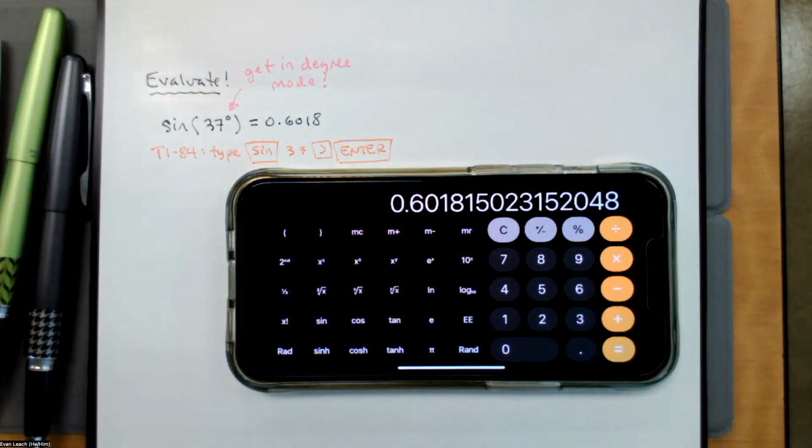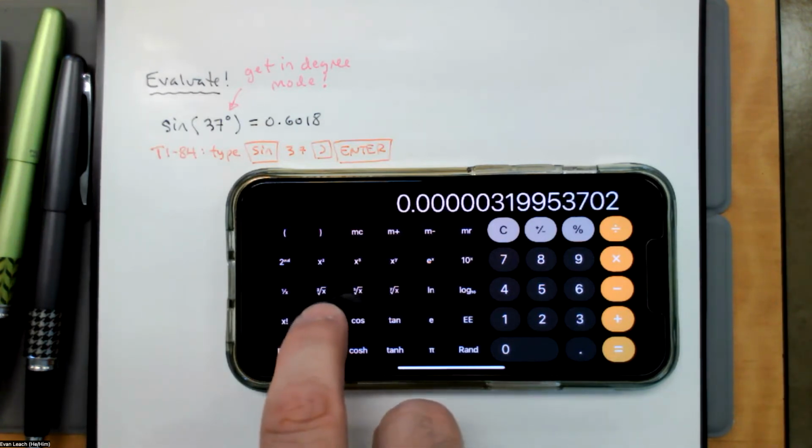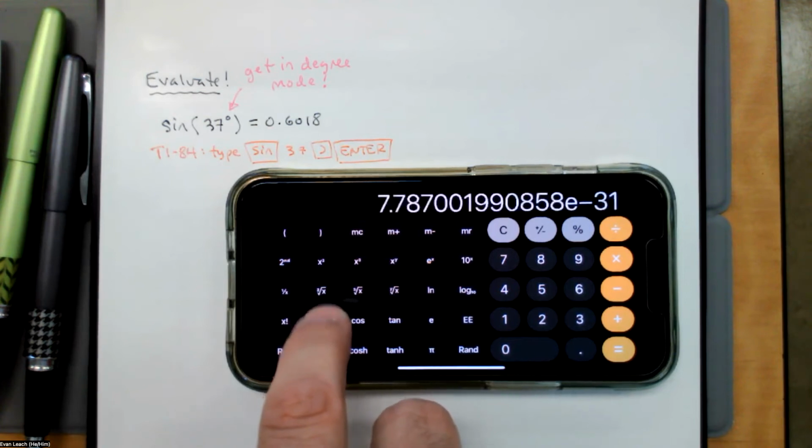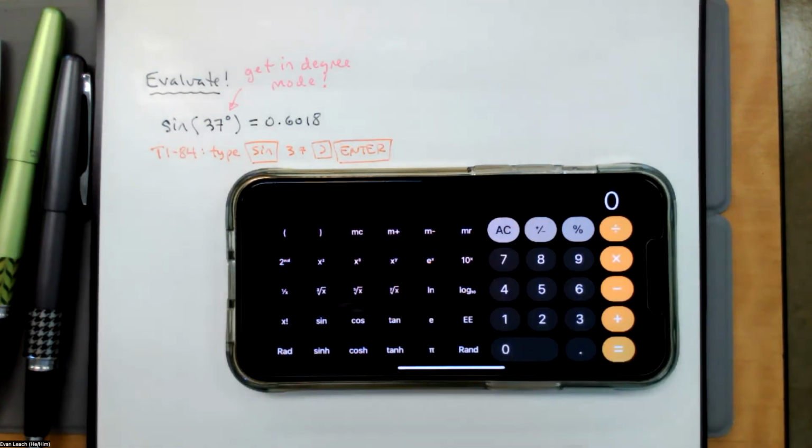Notice that I didn't have to press equals. I didn't have to tell the calculator to stop. That just says take the sine of whatever's on the display. There's just one button press. So 37 sine. Oh, what did we forget?